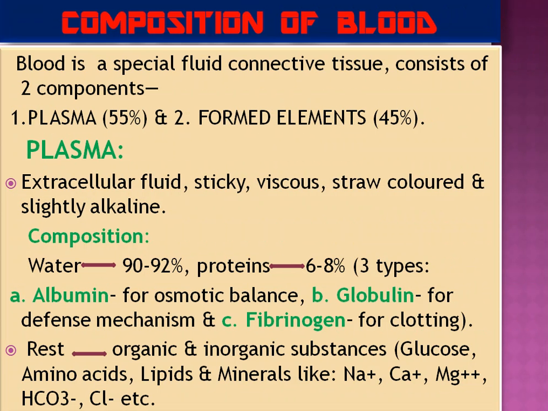Composition of plasma. It has water 90% to 92%, proteins 6 to 8%, and it contains three types of proteins: albumin, required for osmotic balance, globulin, required for defense mechanism, and fibrinogen for clotting or blood coagulation. Rest is organic and inorganic substances like glucose, amino acids, lipids, and minerals like Na+, K+, Mg2+, HCO3-, Cl-, etc.